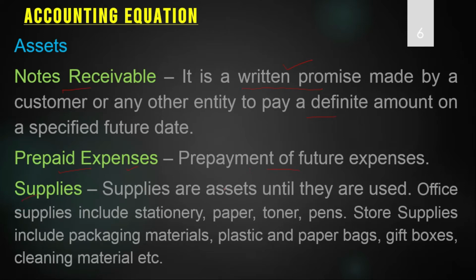Next is supplies. Supplies are also assets until they are used. So whatever supplies you have purchased, it is in the business. Until they are used, they will be considered as assets. The supplies can be office supplies and store supplies. Office supplies include stationery, paper, toner, pens, etc. Store supplies mean the packaging materials, plastic, paper bags, gift boxes, cleaning material, etc. So depending upon the nature of the business, you can have store supplies and you can have office supplies. These are some common things that are generally used in a business organization.